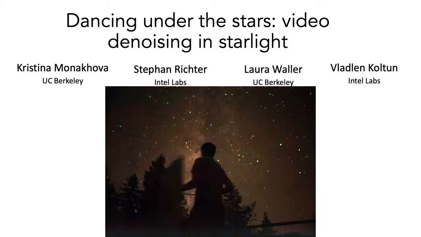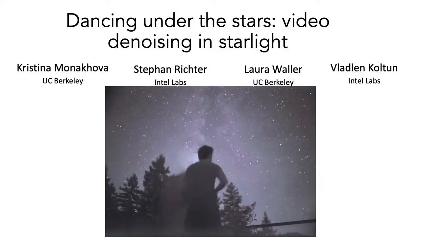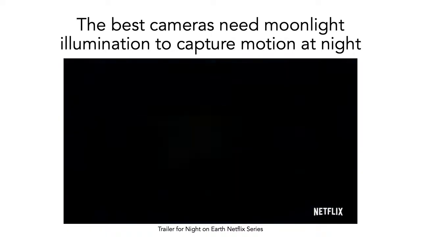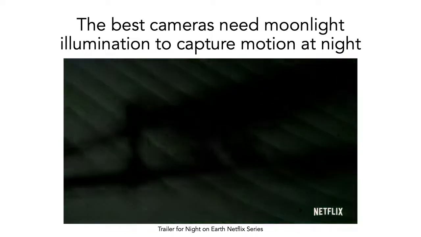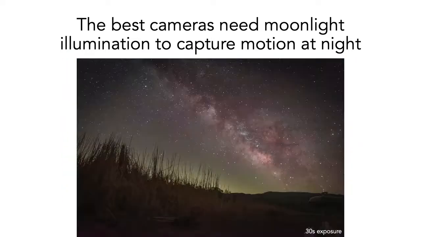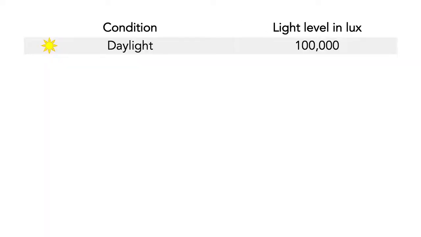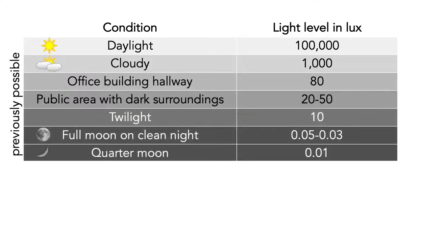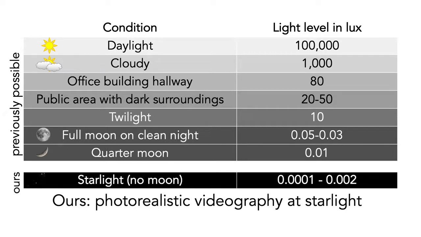We present Dancing Under the Stars, Video Denoising in Starlight. The best cameras on the market today need moonlight illumination to capture videos with motion at night. If the moon is not out, there is too little light and longer exposure times are needed, precluding the capture of motion. So today, cameras can easily capture motion in daylight all the way through moonlight illumination. But in our work, we push this limit, demonstrating video denoising by the light of only the stars, or sub-millilux levels of illumination for the first time.